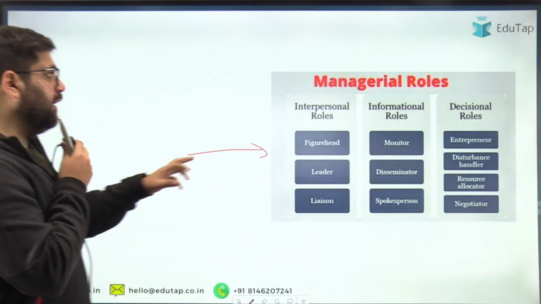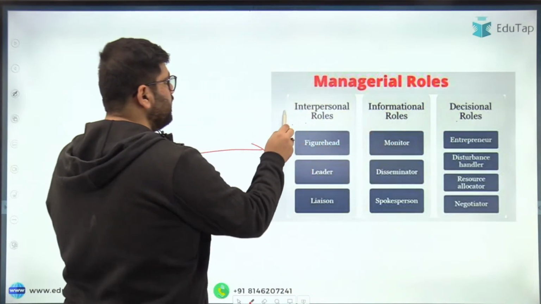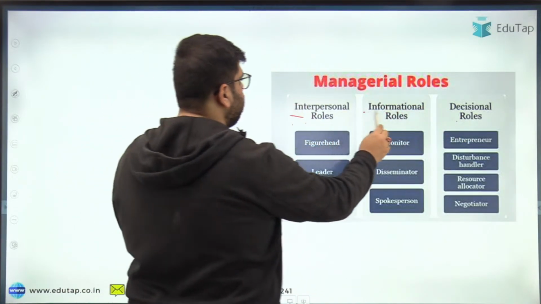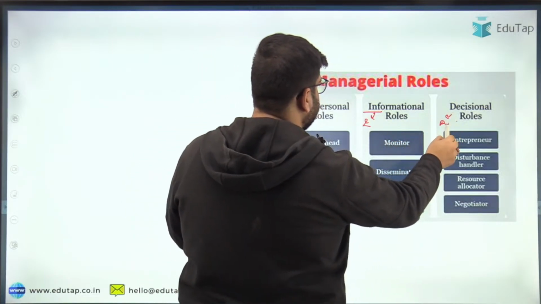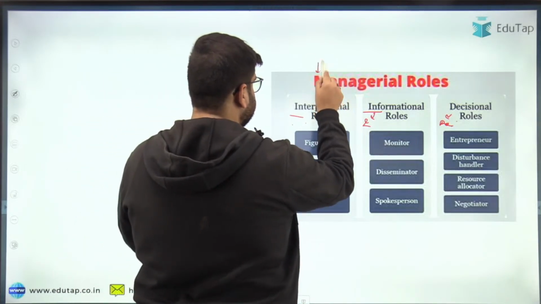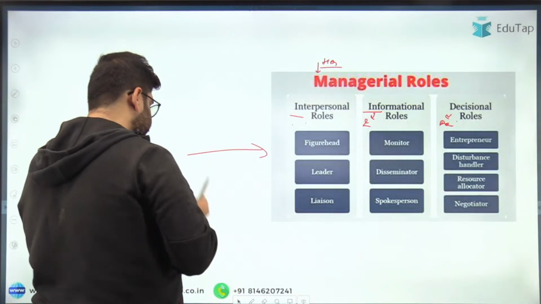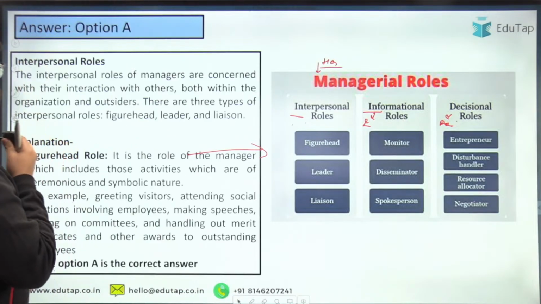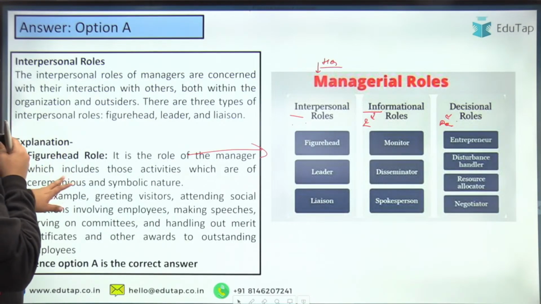Managerial roles, 3: Interpersonal, informational, and decisional. Interpersonal basically means between 2 people. Informational is related to information. And decisional is basically related to deciding between 2 variables or 2 attributes. So this was given by Henry Mintzberg. Okay. Very important person. And we have discussed that the answer will be option number A.